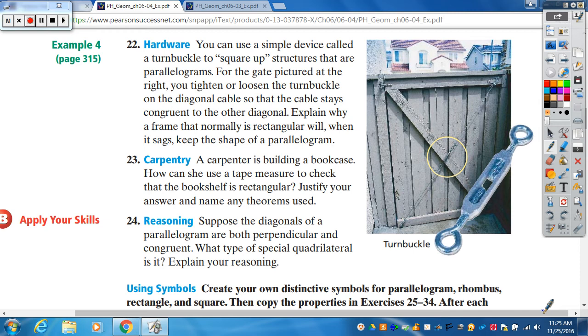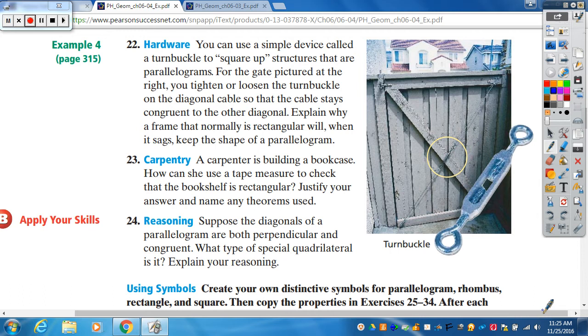So you can use a simple turnbuckle device to square up structures that are parallelograms. For the gate pictured at the right, you tighten or loosen the turnbuckle on the diagonal cable so that the cable stays congruent to the other diagonal. Explain why a frame that is normally rectangular will, when it sags, keep the shape of a parallelogram.